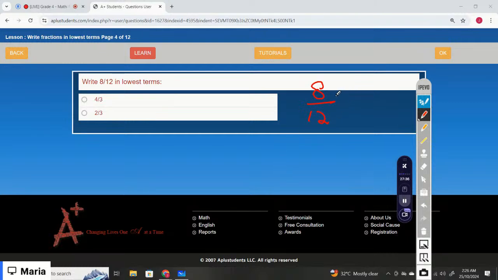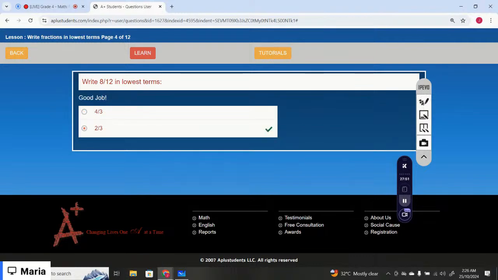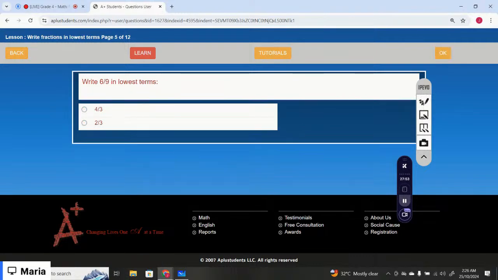That is 4. 4 is the greatest number. They both can be divided. 4 times 2 is 8, 4 times 3 is 12. So the correct option is 2 by 3. Option number 2 is the correct option. That is 2 by 3. Write 6 by 9 in lowest term. So which is the correct option?